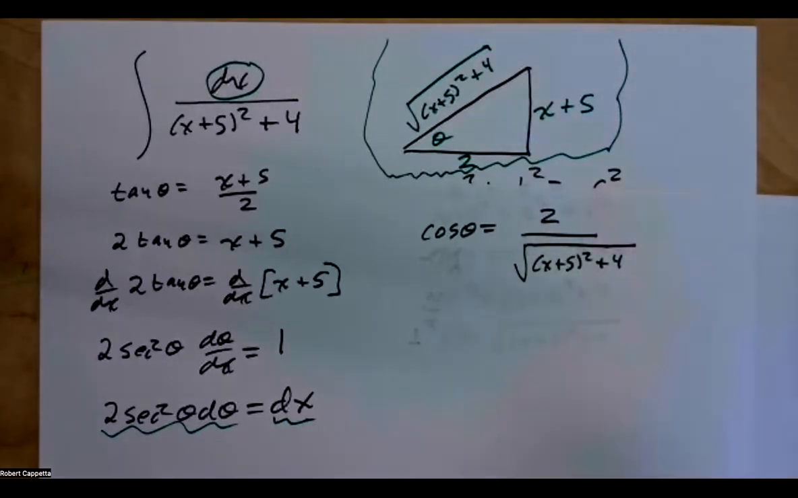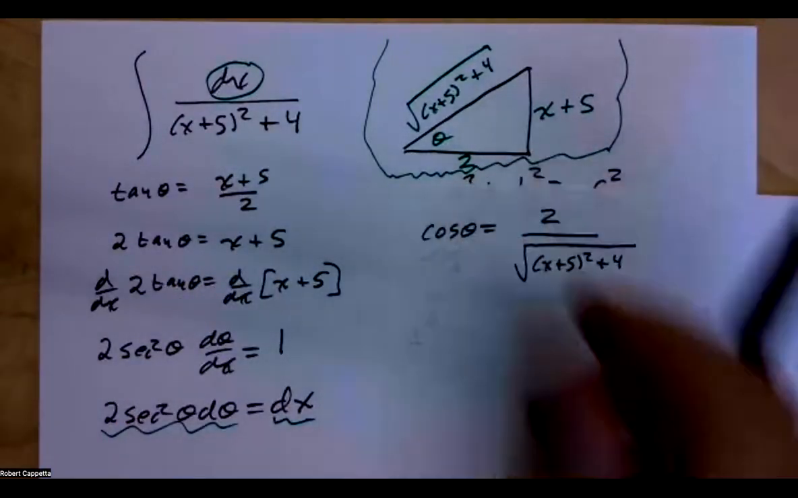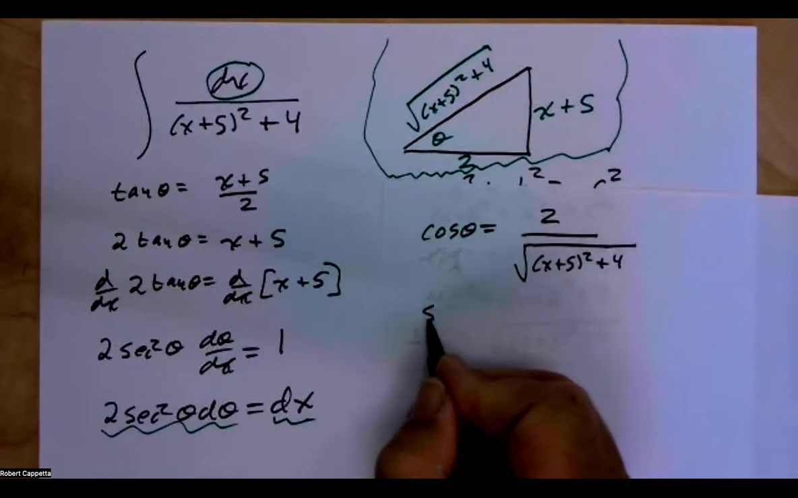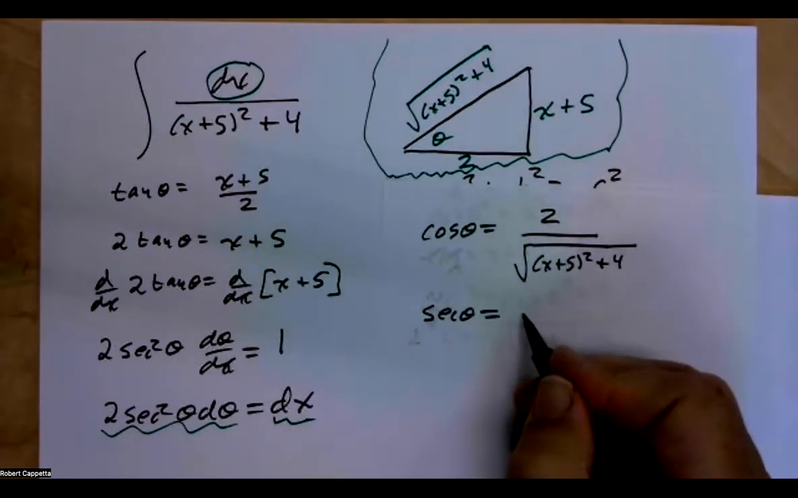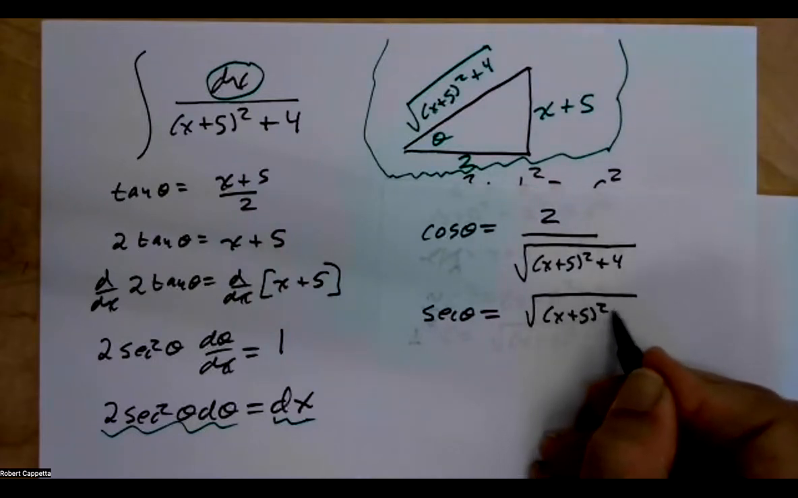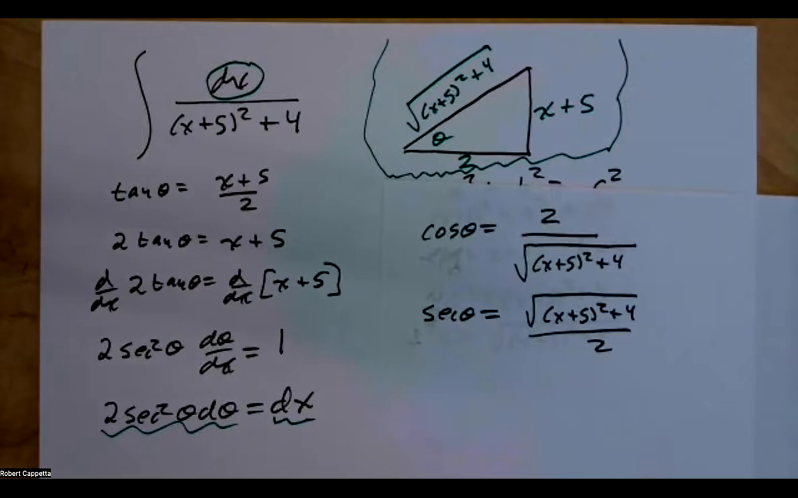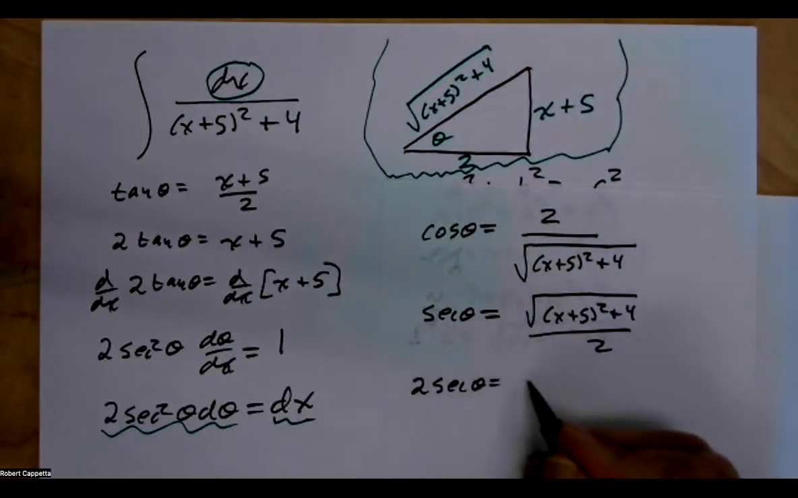And remember what we need to change out, the (x plus 5) squared over 4, so I need this on top. Take the reciprocal of both sides. Reciprocal of cosine theta is secant theta, which is what is now square root of (x plus 5) squared plus 4, all over 2. Multiply both sides by 2: 2 secant theta equals root of (x plus 5) squared plus 4.